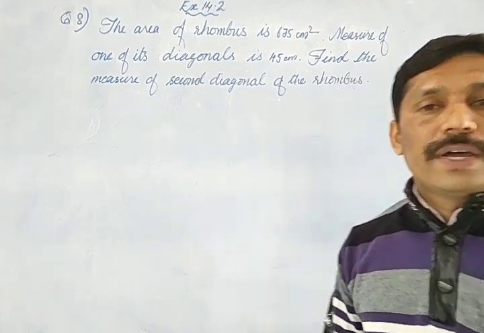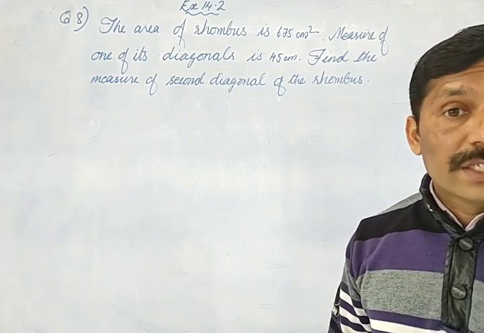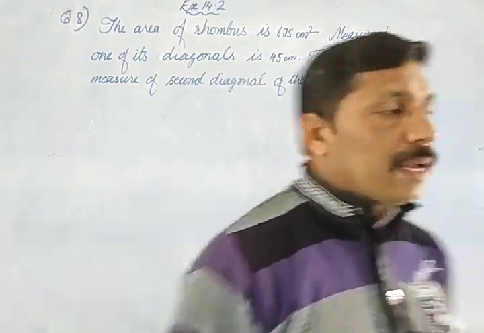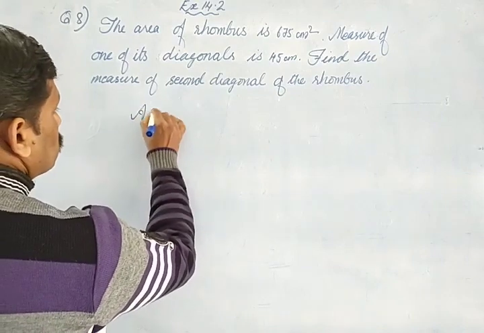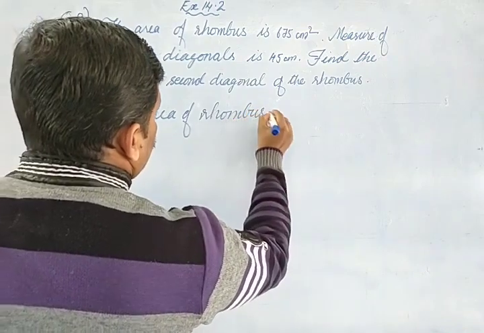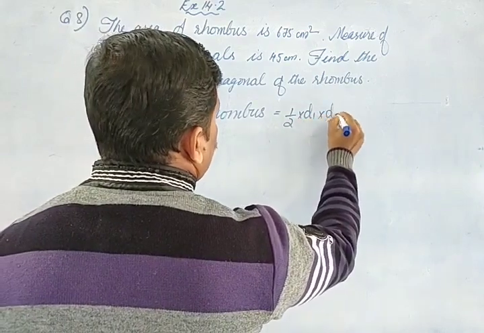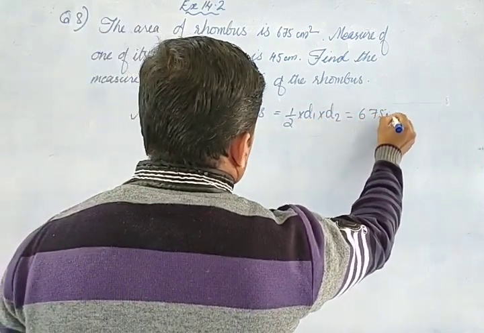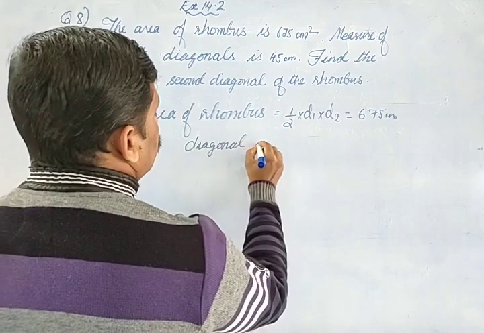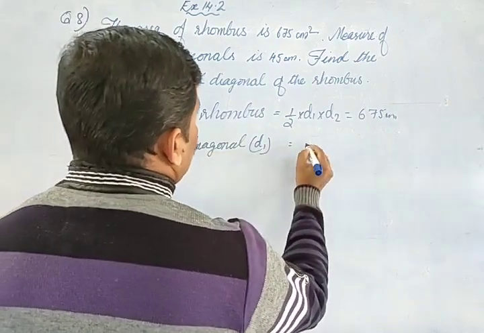You know that the area of a rhombus, the formula is half into diagonal 1 into diagonal 2. And diagonal 1 is given, area also given. We want to find out the missing diagonal. So, we apply the formula. Area of rhombus is equal to half into D1, diagonal 1, into diagonal 2. That is given 675 centimeters square, and diagonal 1 is equal to 45 centimeters.